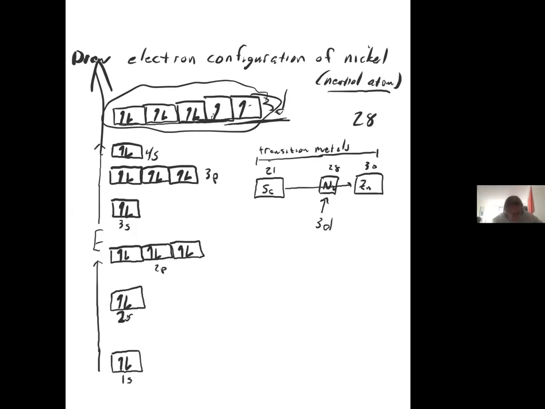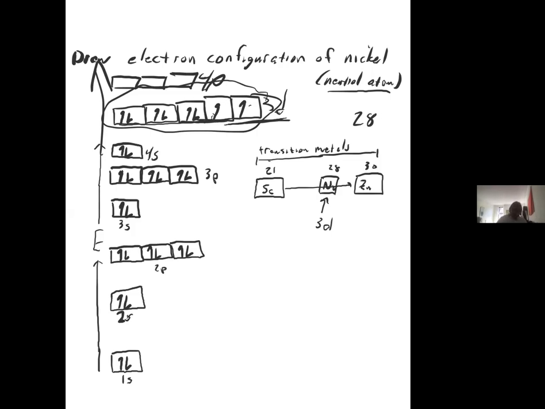Okay. Now, what would happen if we had more? We also have 4p, right? But we don't have enough electrons to get up to 4p. So those are just going to be empty. Those are spaces further from the nucleus that are just empty in this case, because nickel only has 28 electrons. Okay.